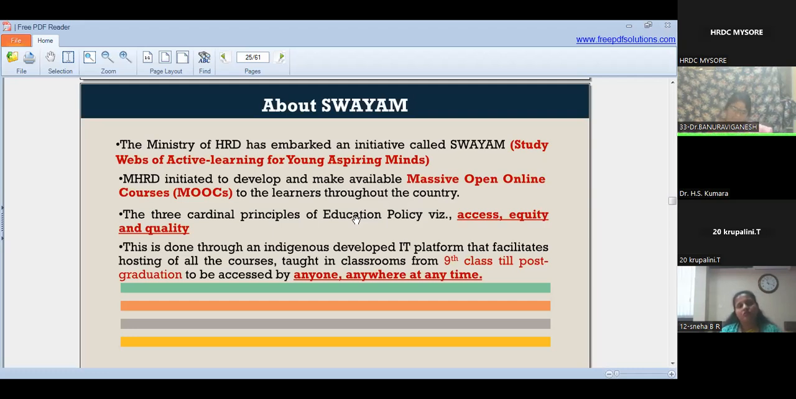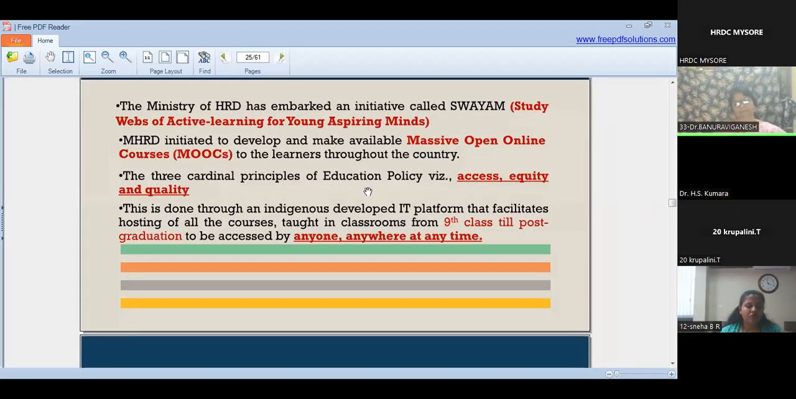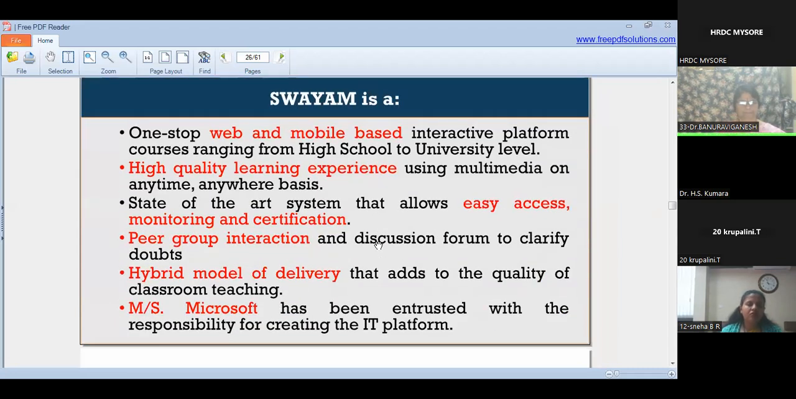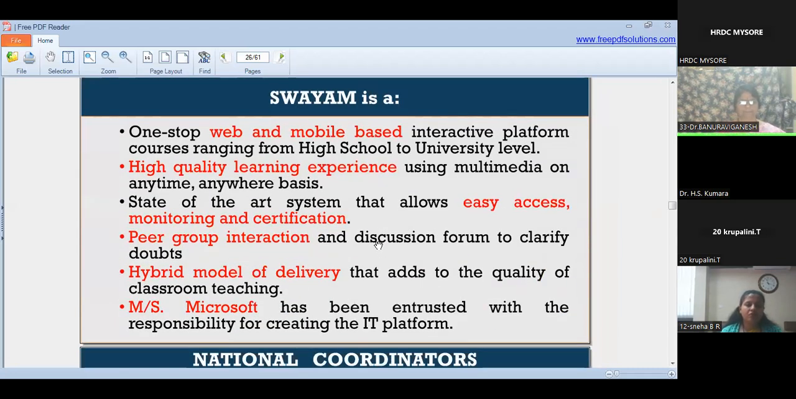Then again, this entire Swayam platform, starting from 9th class up to postgraduation, can be accessed by anyone, anywhere, at any time. This is the understanding of Swayam. As we are already aware, it is a one-stop web and mobile-based interactive platform, with courses ranging from high school to university level. We can have a high quality learning experience using rich multimedia, on an anytime, anywhere basis. Then we have a state-of-the-art system that allows easy access to monitoring and certification.